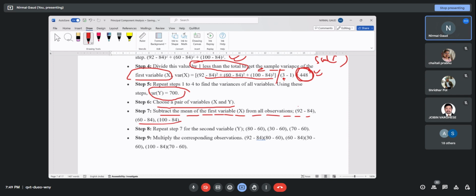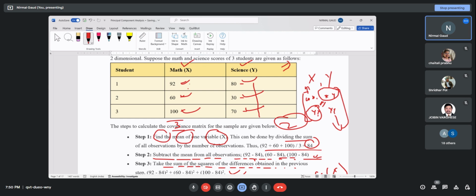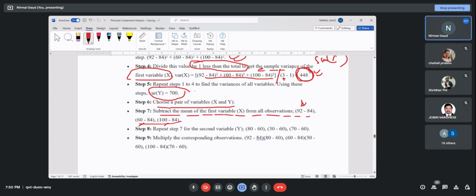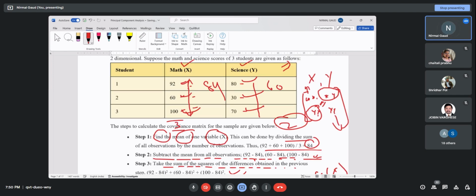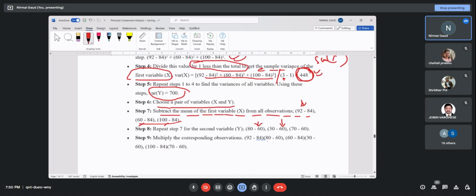That means 92 minus 84, 60 minus 84, 100 minus 84. For x we know 84 is the mean. Subtract 84 from each of the values. Similarly, we know the mean of y also, and we have to subtract it too. The mean of y is 60, for example. So 80 minus 60, 30 minus 60, 70 minus 60. This is what we have to do.